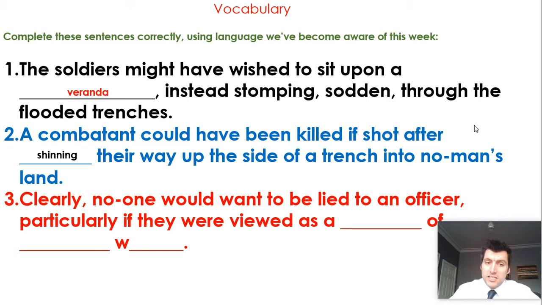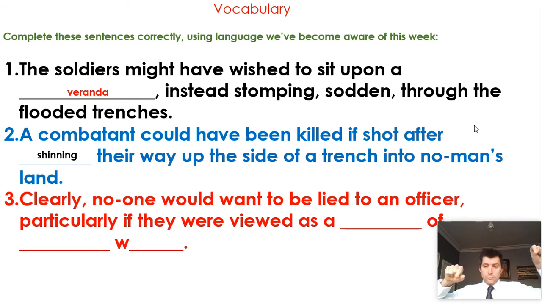Okay, then we're looking at this combatant. You remember that word, that verb that told us how people went up somewhere, they shinned up somewhere. So a combatant could have been killed if shot. So if somebody was shot, it might have been because they'd shinned their way up the side of the trench into no man's land. If you remember, no man's land was the space between the two fighting sides.